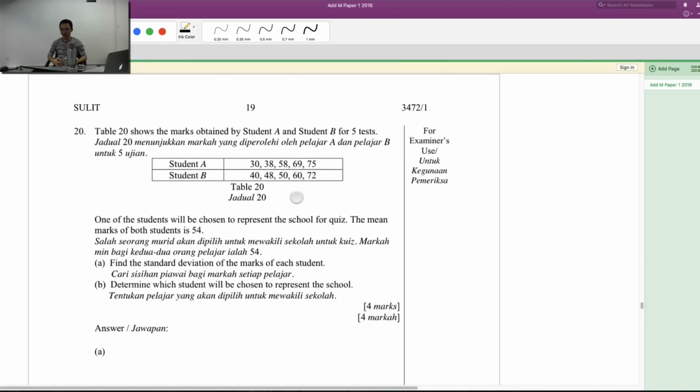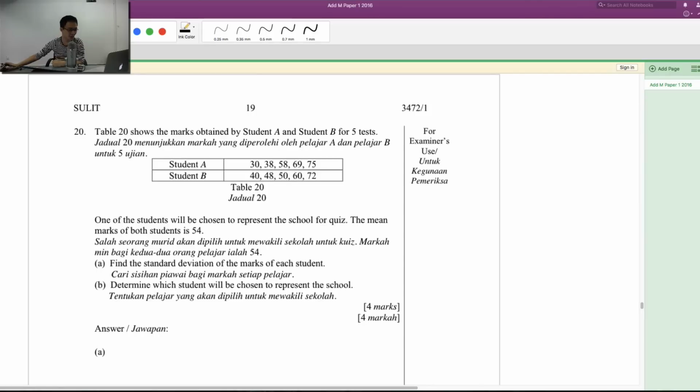Okay, the table 20 shows the marks obtained by student A and student B for the 5 tests. It's probability, I guess. One of the students will be chosen to represent the school for a quiz. The mean mark for both students is 54. Okay, it's statistics also, I guess. Student A and student B. The mean mark for both students, then I guess it is plus all together divided by 10? Is it so simple like this? Okay, so let's do it.